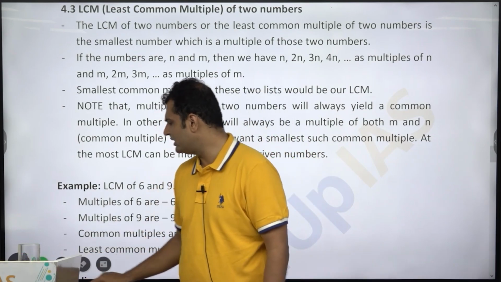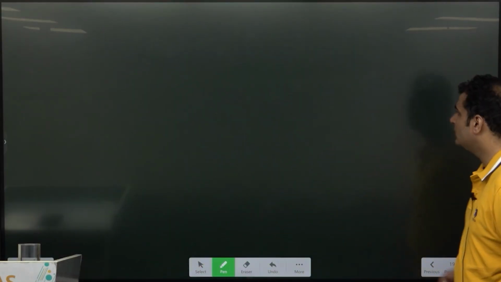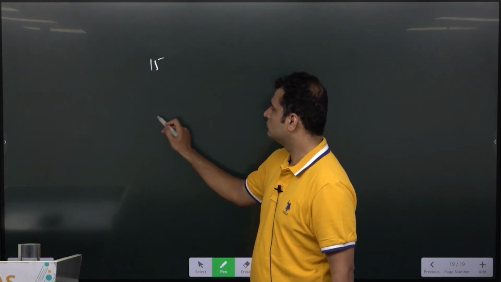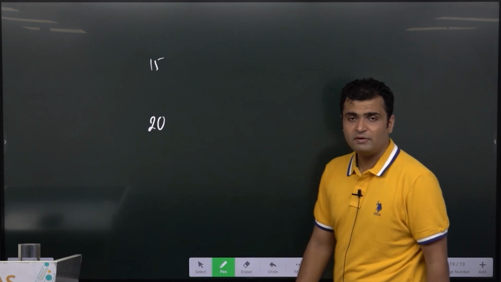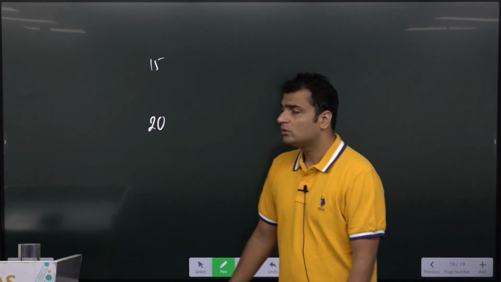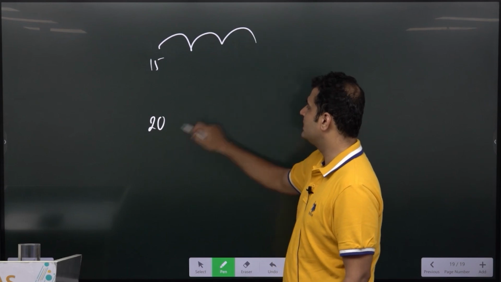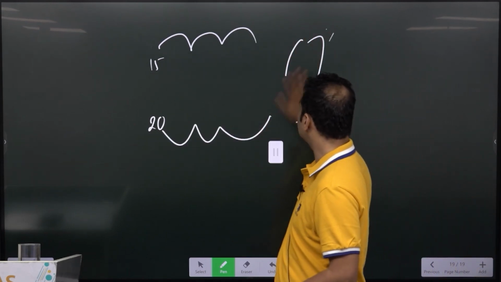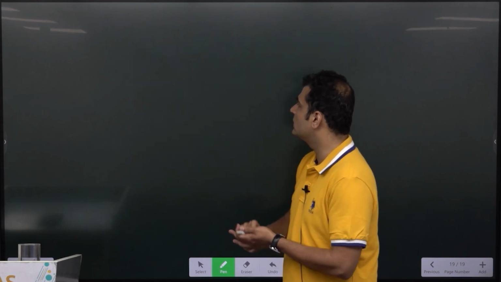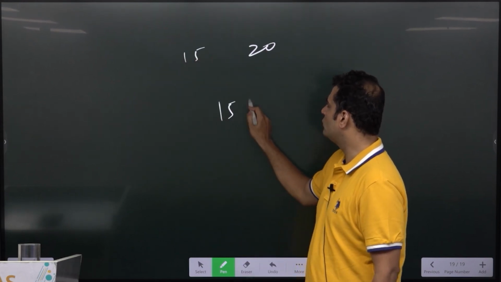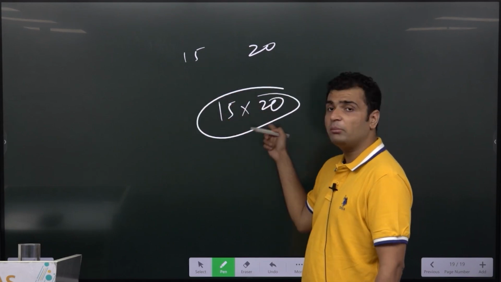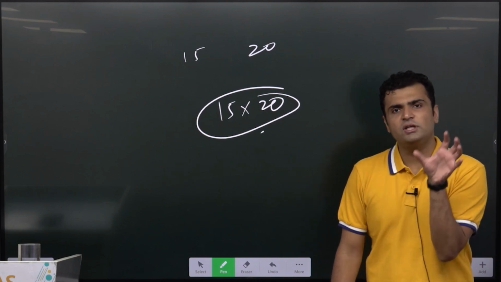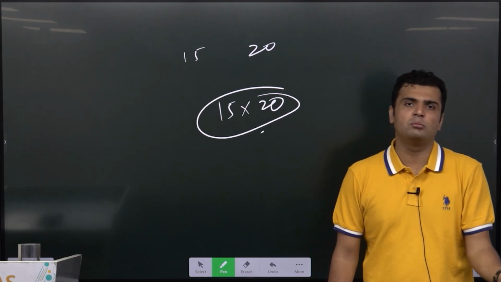मतलब कोई भी नंबर मुझे ले लो, कि जैसे 15 और कुछ 20. If I want to talk about LCM of these two numbers, तो पहले तो इसके कुछ मल्टीपल्स लेंगे, इसके कुछ मल्टीपल्स लेंगे और उसमें से कुछ कॉमन होंगे. कॉमन कब होंगे ही होंगे? क्यों होंगे ही होंगे? क्योंकि if you consider this number 15 into 20, तो ये 15 का भी मल्टीपल है, बिल्कुल है. 20 का भी मल्टीपल है, बिल्कुल है. तो multiplication of these two numbers is always a common multiple.